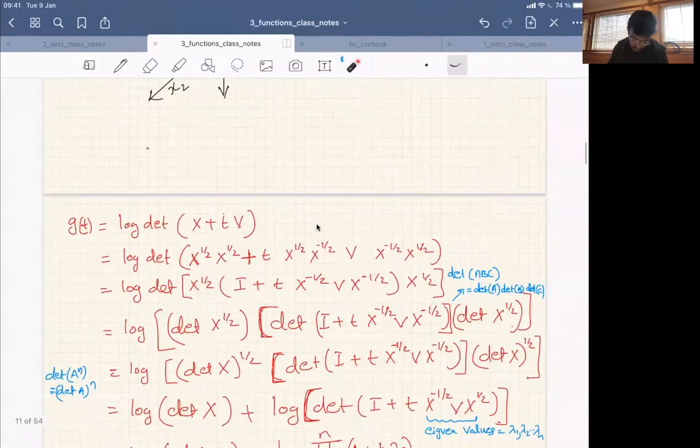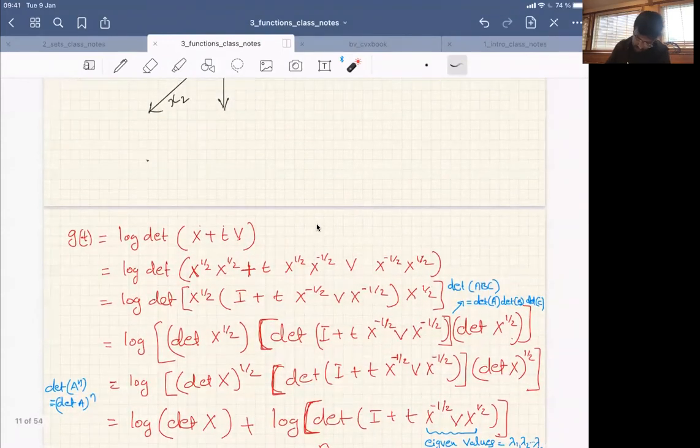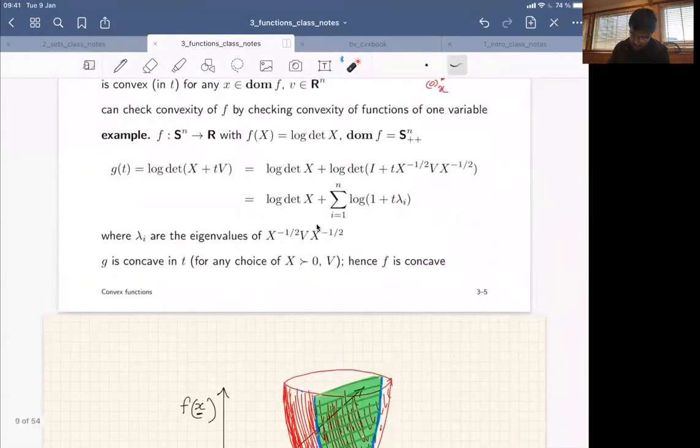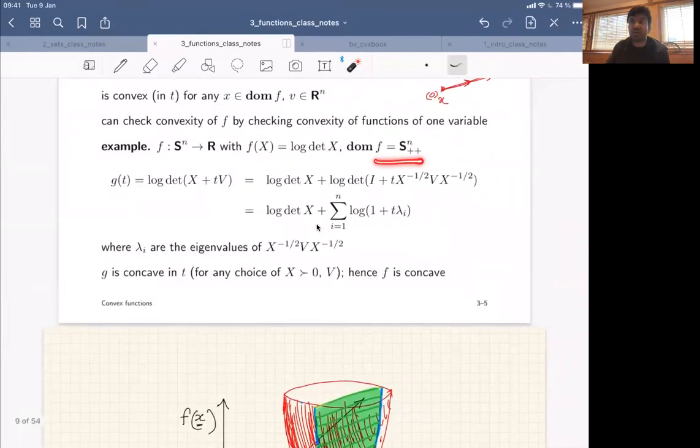So here we'll see how we can say this. As we said, we will make a function g of t, which is log determinant of x plus tv. The important thing is that x plus tv has to be in the domain of the original function f. What was the original domain of f? It is the positive definite matrices.